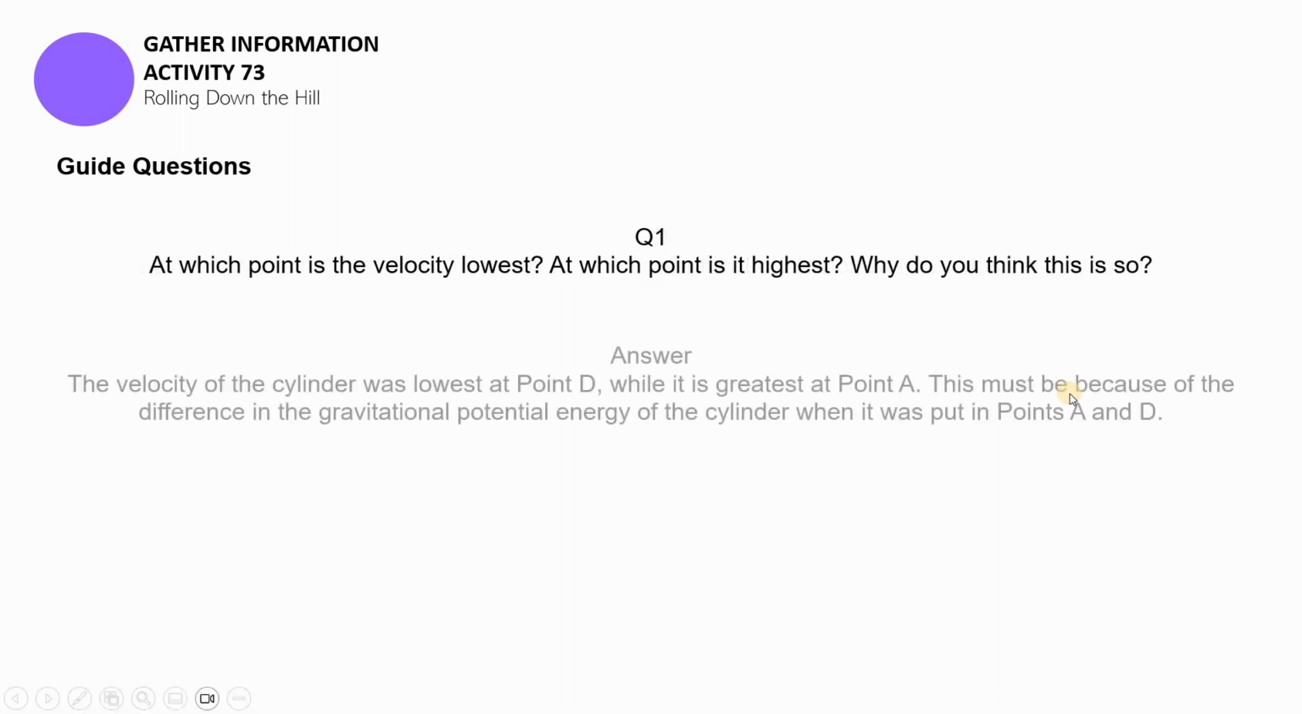For question number 1, the velocity of the cylinder was lowest at point D, while it is greatest at point A. This must be because of the difference in the gravitational potential energy of the cylinder when it was put at points A and D. If your answer is close to this one, you can consider it correct.